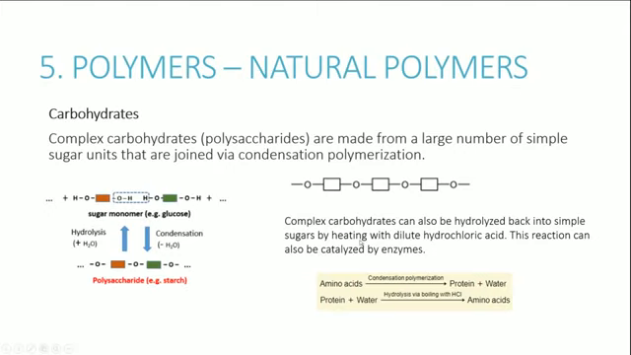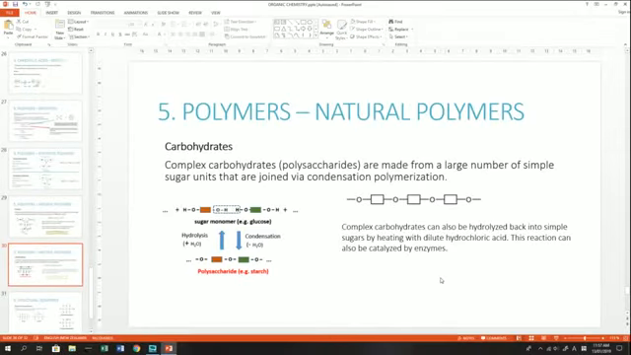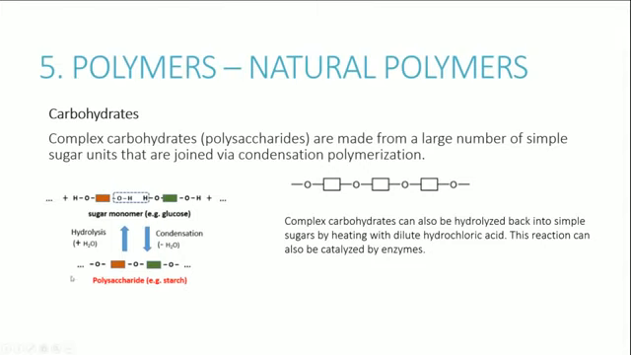And so this is actually wrong. I'm just going to remove that. But again, you can actually hydrolyze it back as well. So condensation is removing water to join everything up to make larger compounds, but the polysaccharides, which is the larger compound, you can convert that back into simple sugars by hydrolysis. And this reaction can be catalyzed by enzymes or heating with dilute hydrochloric acid as well.